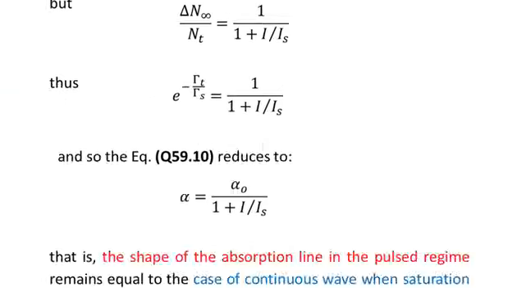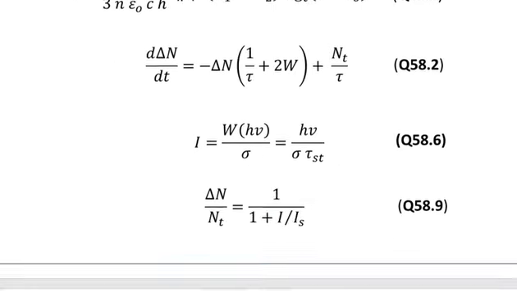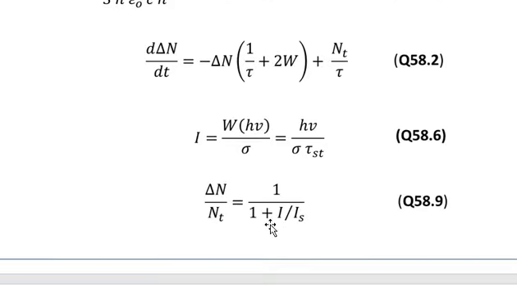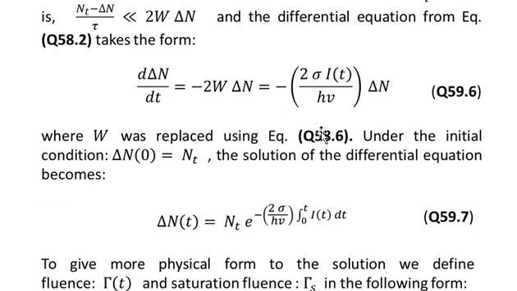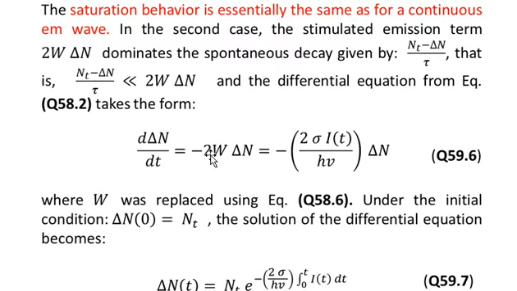So let me show you equation number 58.6 from the appendix over here. You see that I is equal to W into h nu over sigma. So you can take the value of W, multiply I into sigma and divide it by h nu. So you have written it over here, and the factor of 2 is coming from the 2W. So I have written this.